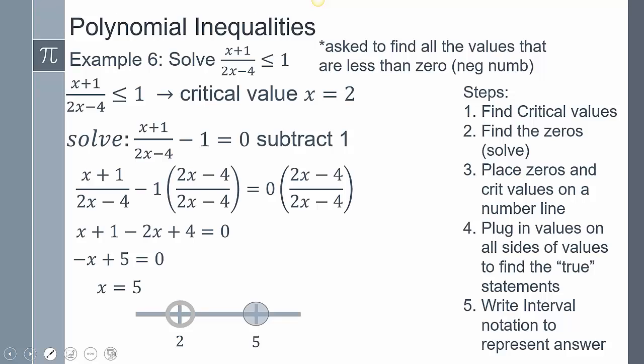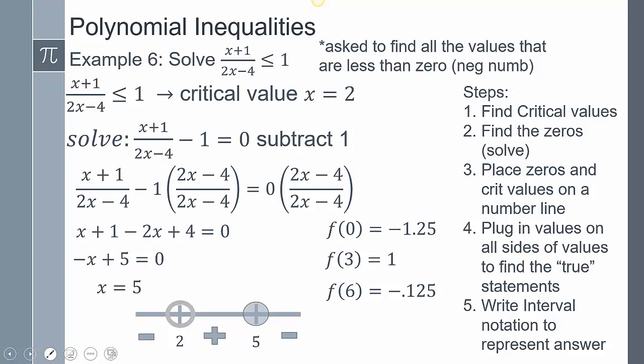So now I can take these values and I can put them on my number line, which is step 3. My critical value was 2, that's why that's open circle. This was actually my 0 and it has an equal to symbol, so therefore it's going to be a closed circle. So now I test values on each of these 3 regions. If I plug a value on this side, which is going to be 0, I get a negative. If I plug in a value here, which is 3, I get a positive. And if I plug in a value on this side, like 6, I get a negative.